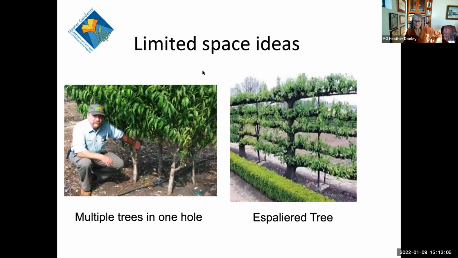You can espalier it. You've got to know how to do your pruning. And if it's a bare root, it takes time. You can buy an espaliered tree already potted up from the nursery.